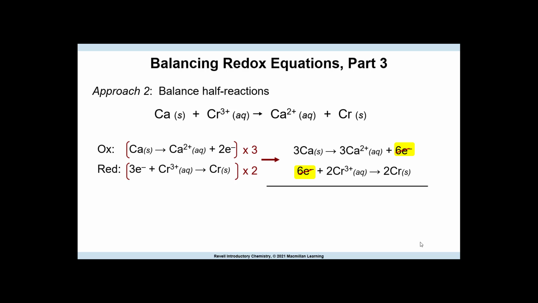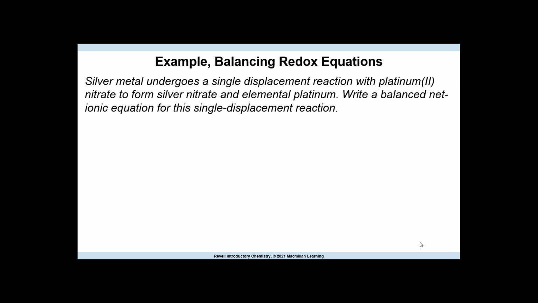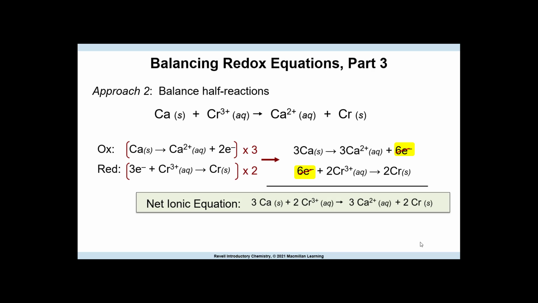Finally, we add the oxidation and reduction half reactions together to obtain the net ionic equation. Because the same number of electrons are present on both the left and right sides of the equation, we can cancel them out, leaving the correctly balanced net ionic equation: 3 solid calcium plus 2 aqueous chromium 3 plus results in 3 calcium 2 plus ions and 2 solid chromium atoms. Now the number and type of atoms and the total charges balance.